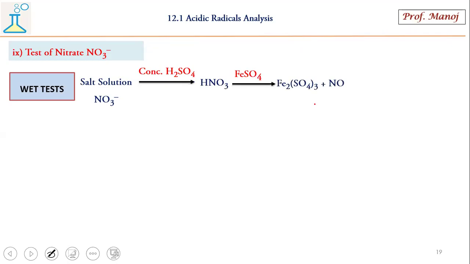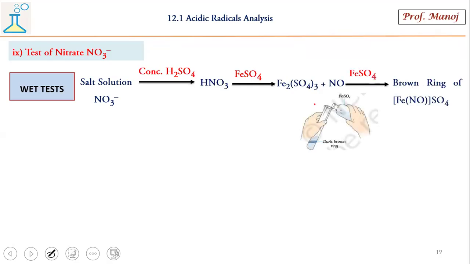Let us come to the wet test, and this is a very famous test known as the brown ring test. You take NO3- salt solution, add first a few drops of concentrated sulfuric acid, add freshly prepared ferrous sulfate, and this ferrous sulfate in some time gives you a brownish colored ring. So FeSO4 is added very carefully through the inner wall of the tube, and a dark brown ring is produced.